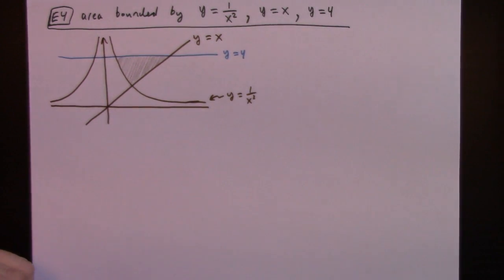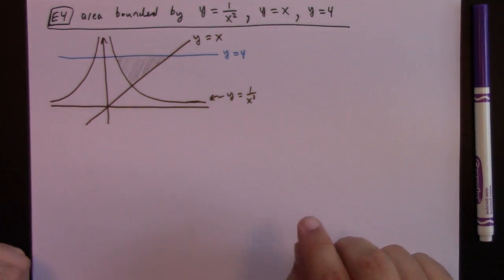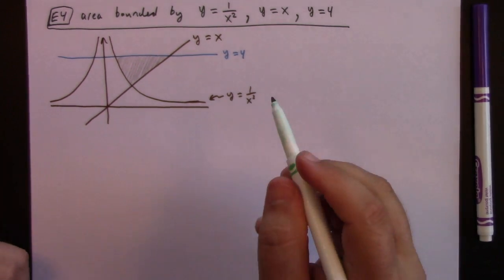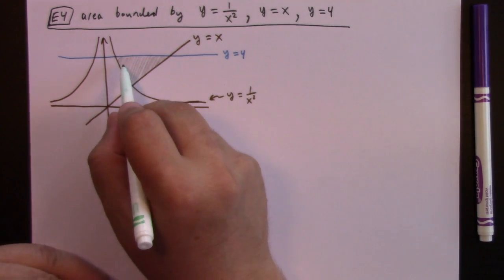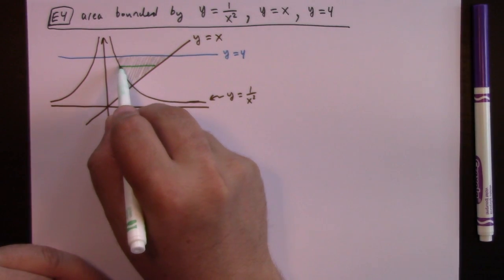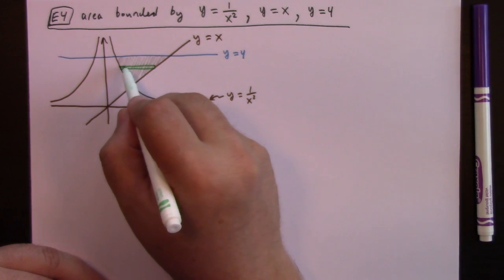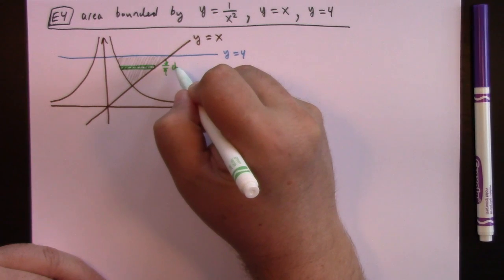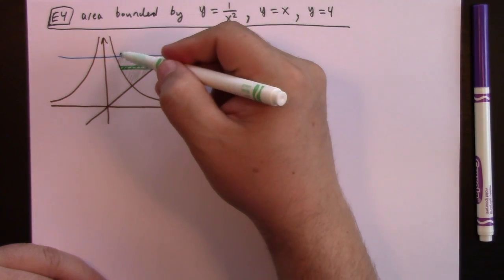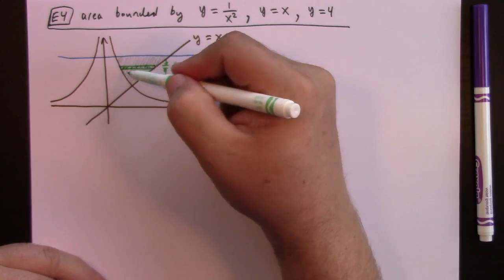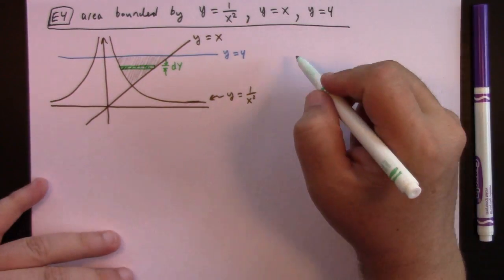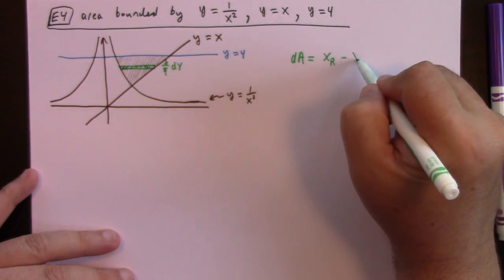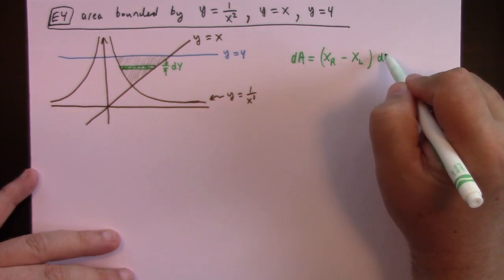Let's see. So it looks to me like horizontal approximating, horizontal infinitesimal rectangles are the way to go here, to model this area, because if I do that, I can take one approximating scheme for the whole thing. If I was to use vertical ones, it would be annoying because I'd have to break up into two cases because there's a different bottom here and here. All right. So my dA is going to be my right x minus my left x times the dy.